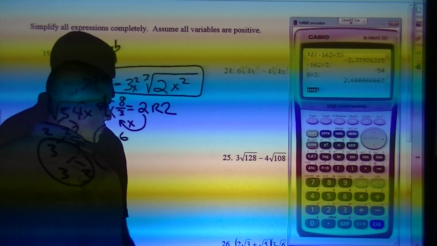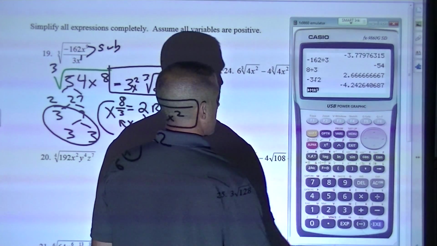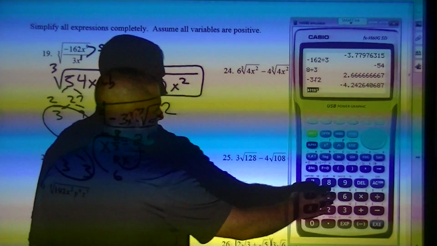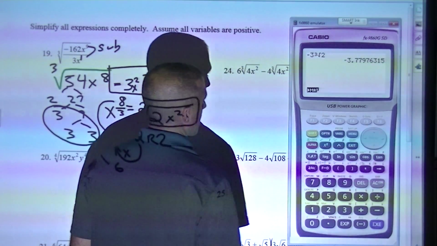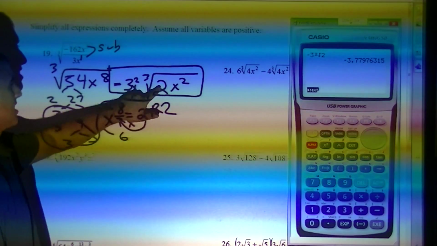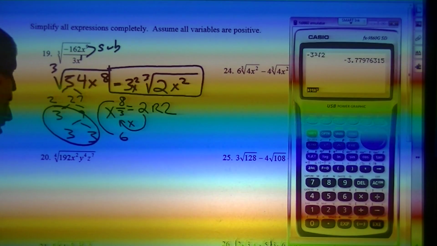If you want to check to make sure you're right, negative 3 cube root 2. Oops, not square root, cube root. And that matched my original answer, so I know I'm correct. If this number's prime and it matches your original, you're right. Let's move on to this.